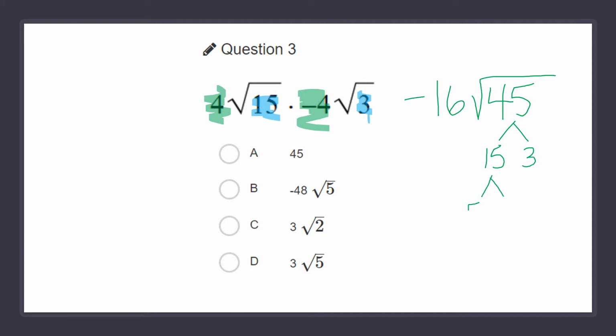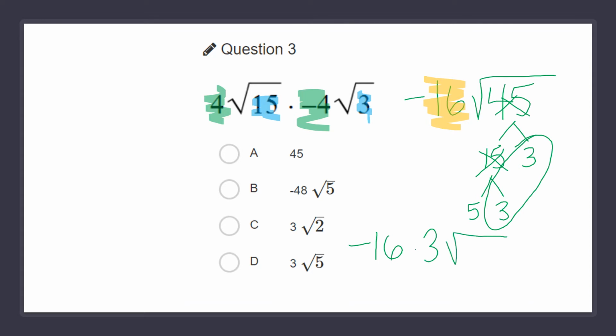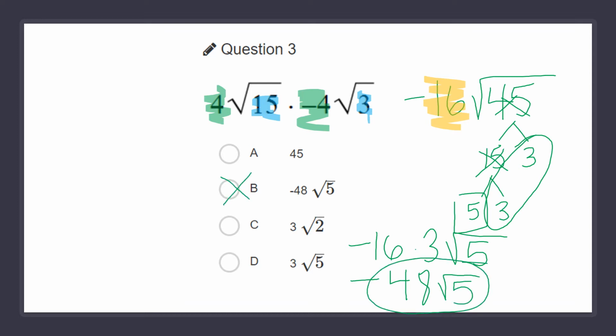15 will break down to 5 and 3, and then at that point, those are all prime numbers, so we're done breaking it down. So we have a couple of 3's. That 3 is going to go on the outside, and because we have that -16 on the outside, that -16 needs to get multiplied by the 3 that you pull out. And on the inside, we've got that single 5. So -16 times 3 is -48, and then square root of 5. So answer choice B.